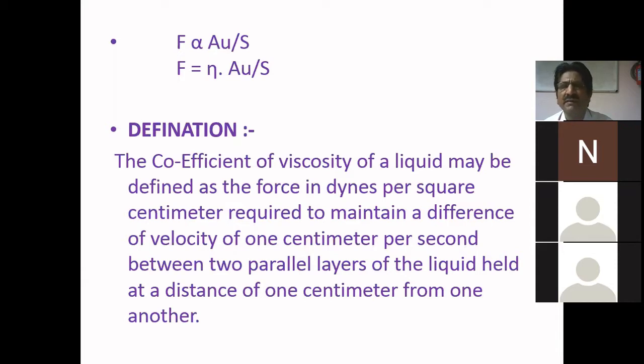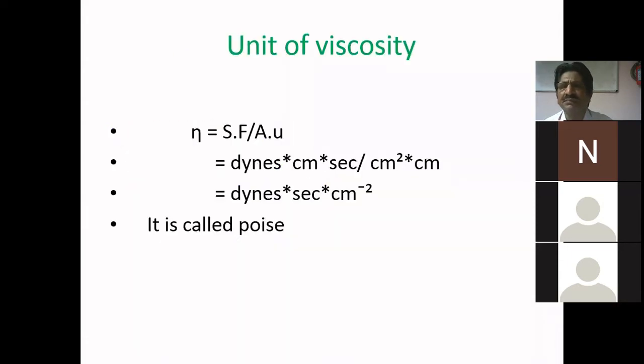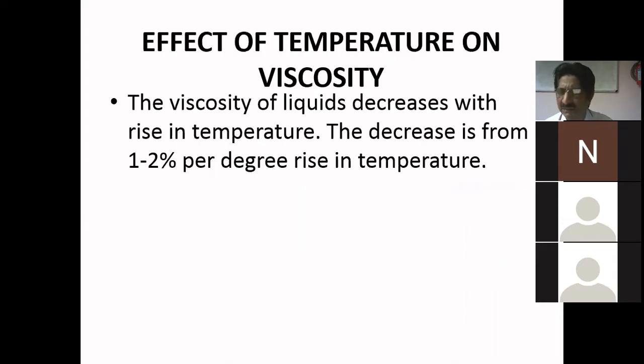So that is the definition, and generally they will ask for 2 marks. Then the unit: generally the viscosity is expressed in terms of poise, and the unit of viscosity is dynes seconds per centimeter square, and this is called the poise, which is named after a scientist's name. And this is also a 2 marks question.